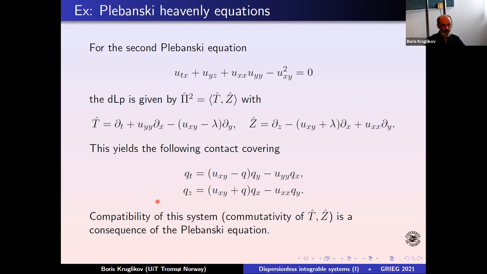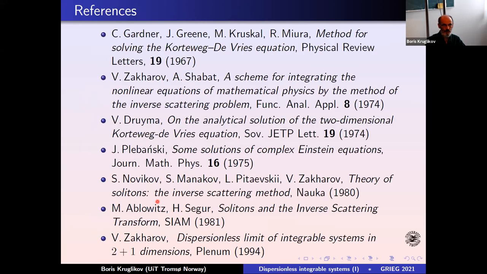Okay, so there are some references, but it's just impossible to give all of them. The trick of Zakharov, which I showed, is from the conference proceedings of 1994. But that subject is more or less in the book. So let me maybe stop here and show you how things are done in Maple. So I stop this share.